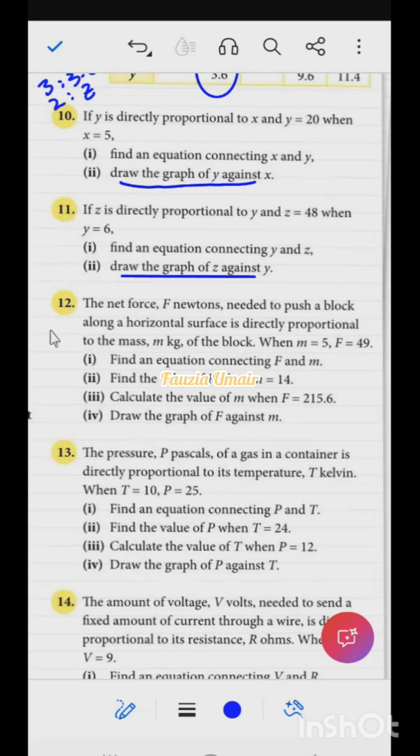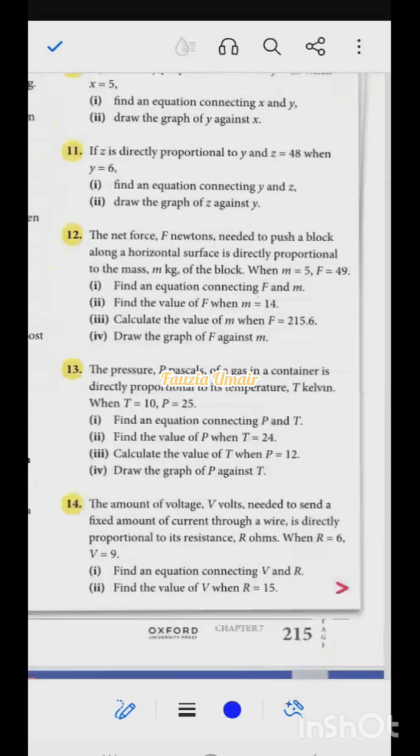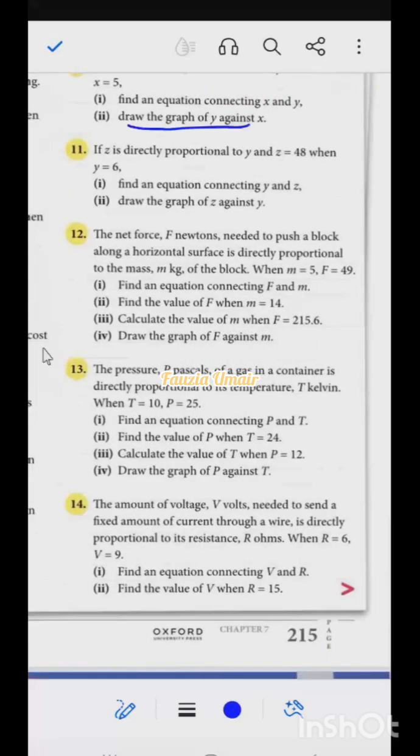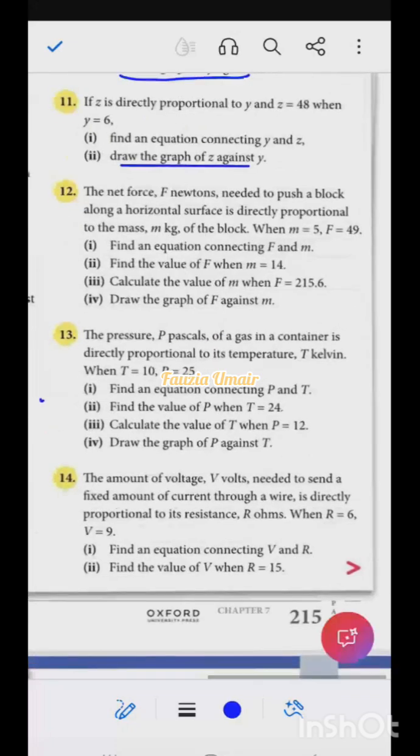Question number 12, 13, 14. Do you want to do any of this question? Any of these? Yes. Which one? Maybe 13. Maybe 13.